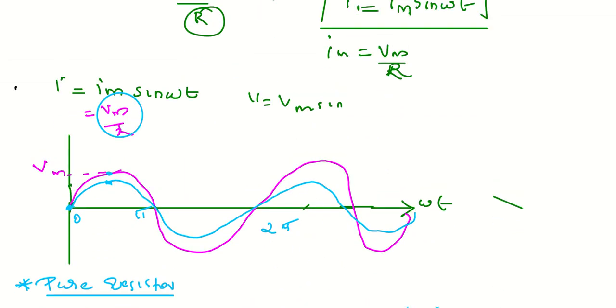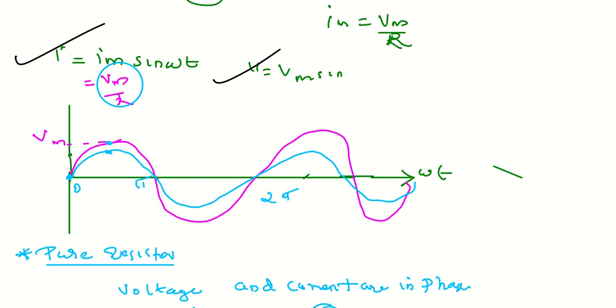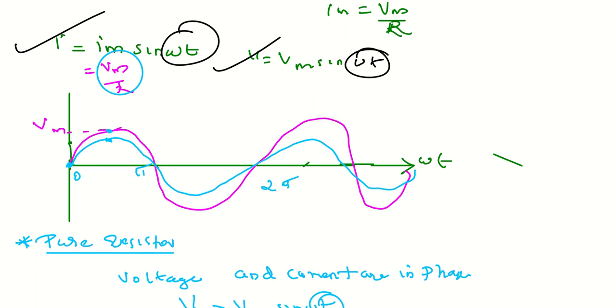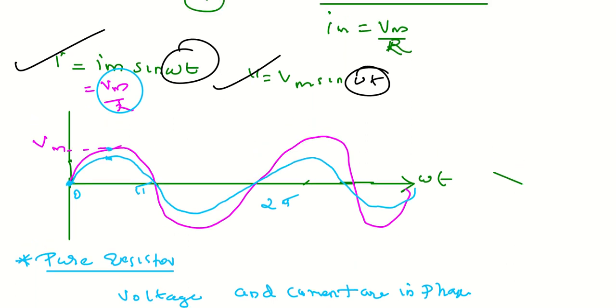So we get I is equal to Im sin omega t, and V is equal to Vm sin omega t, and they are in phase. We know that the phase is the same. The amplitude changes, that is, Im is equal to Vm by R. So the amplitude of the current is smaller than Vm, but the phase is the same because the minimum and maximum values occur at the same point.